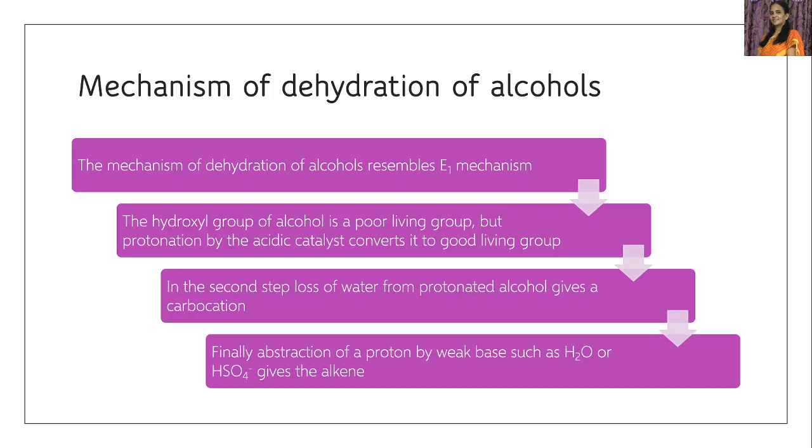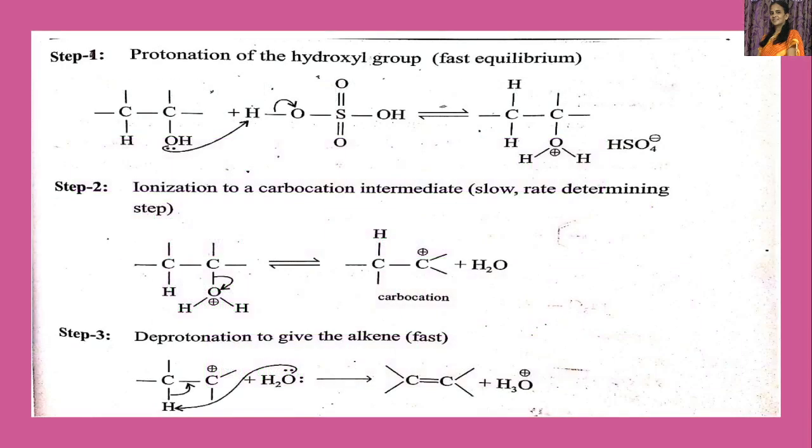The hydroxyl group is a poor leaving group, but protonation by the acidic catalyst converts it to a good leaving group. In the second step, loss of water from the protonated alcohol gives a carbocation. Finally, abstraction of a proton by a weak base such as water or the ion of sulfuric acid, that is HSO4 minus, gives the alkene.